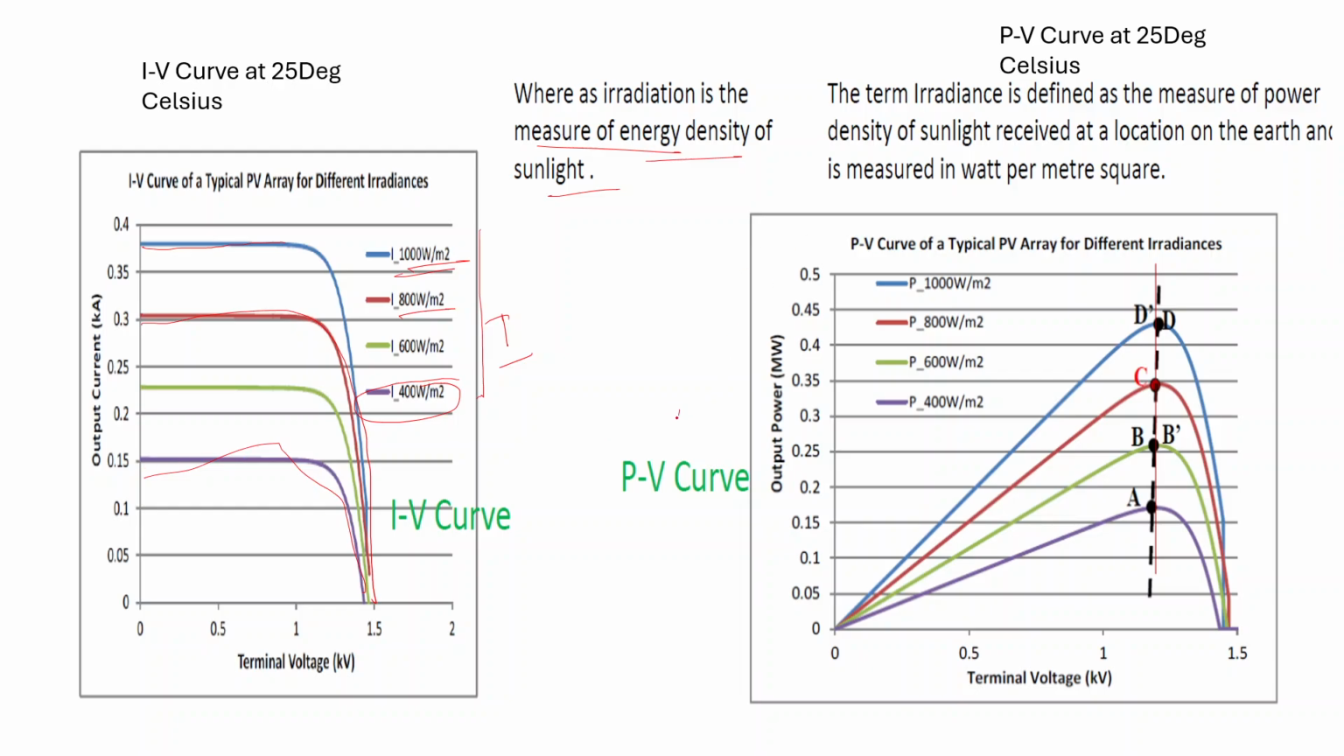Now another curve here is the PV curve. As the irradiance of the sun's energy increases, the output will also increase. This is a well-established fact. As you can see, at 400 watt per meter square, the output goes up to a maximum of 0.15 megawatt. But as the irradiance increases to 1000 watt per meter square, the output power goes to around 0.43 megawatt. Whenever the irradiance increases, the power generated by the solar cell will always increase.